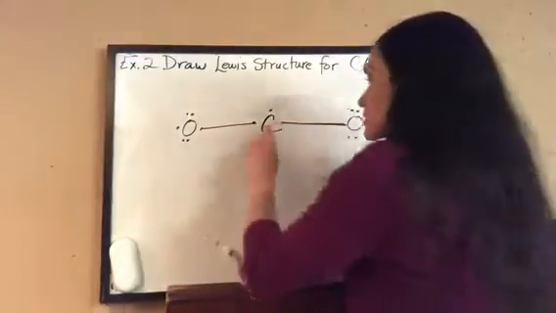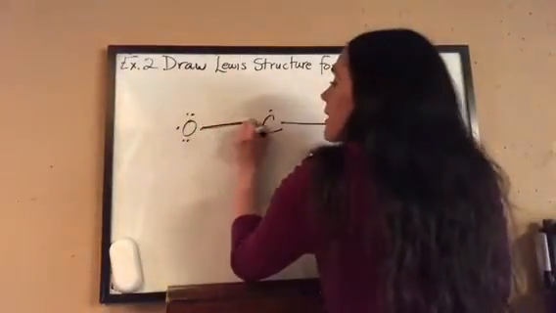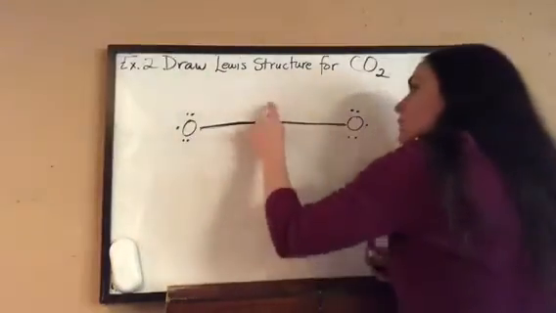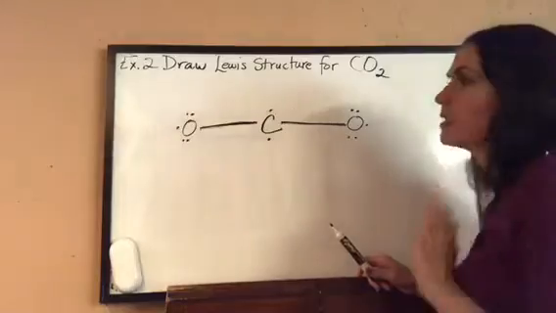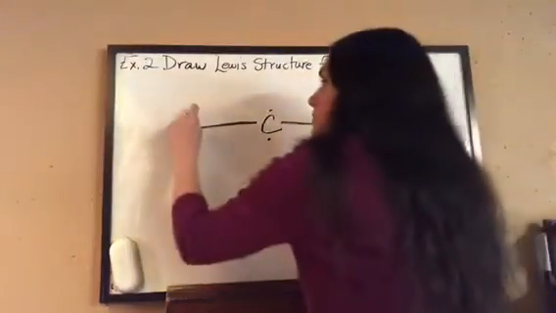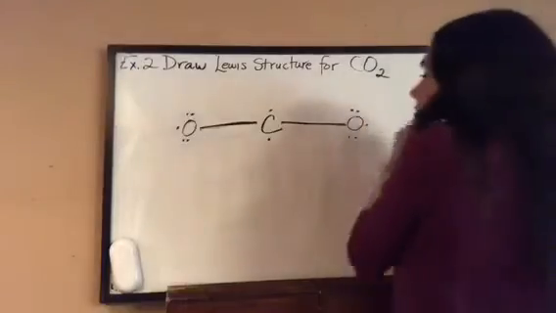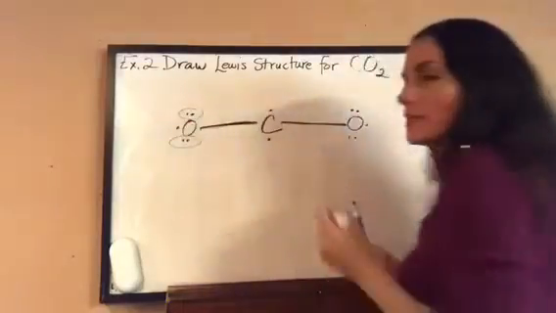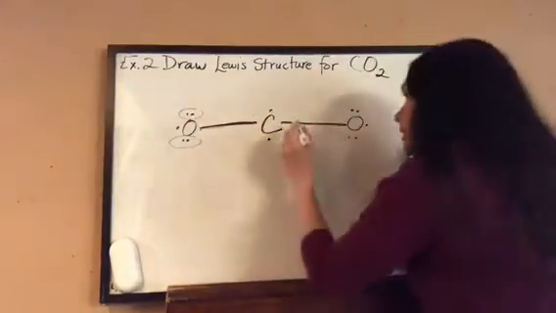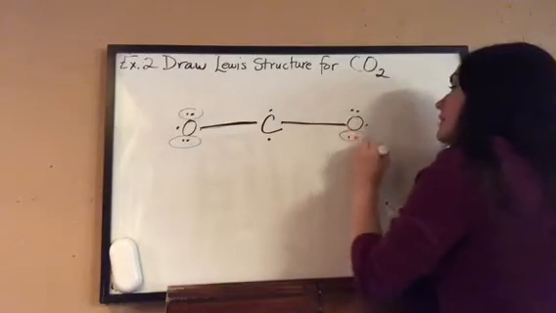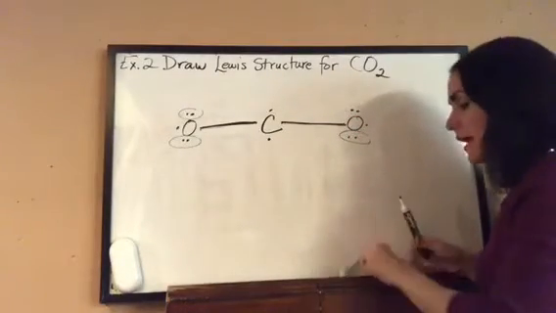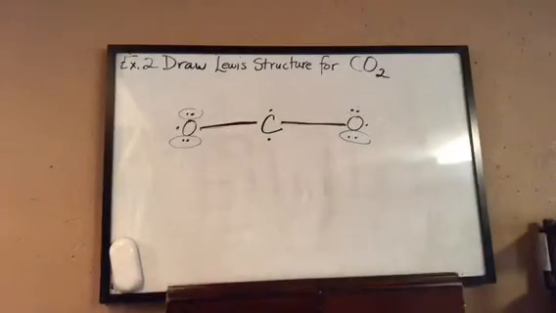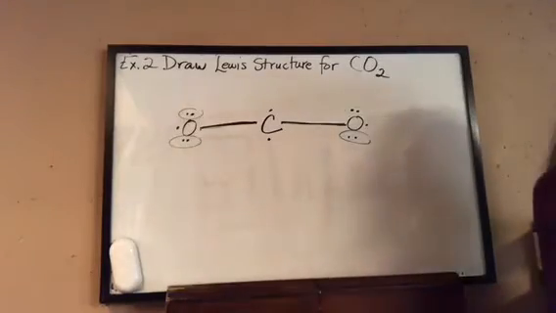Let's count. Let's look at carbon first, okay? Remember, one bond counts as two electrons. So carbon, 2, 4, 5, 6. No octet. Let's look at oxygen. 2, 4. This bond is 6, and that one by itself is 7. No octet. The other oxygen: 2, 4, 6, 7. No octet. All right, well, they should follow the octet rule. So now we need to go to the last rule and utilize double or triple bonds.